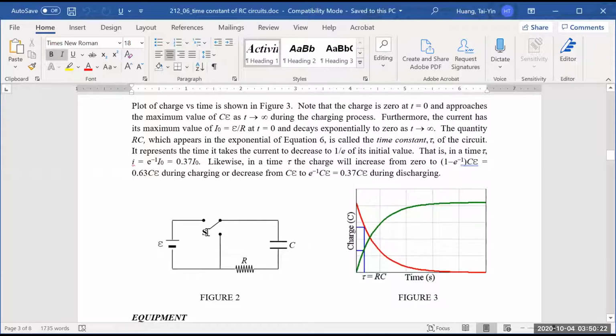So a discharging process is when you push the switch down. When you push the switch down, you remove the battery from the circuit. So in this case, the capacitor is discharging through the resistor, so that all the charge on the capacitor will actually be dissipated by the resistor.